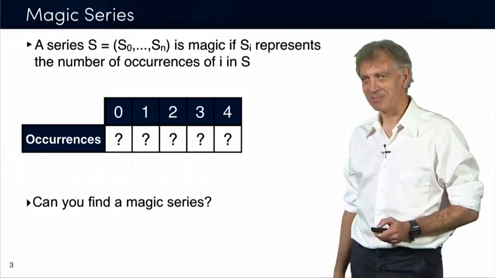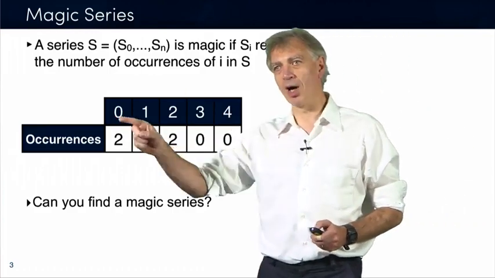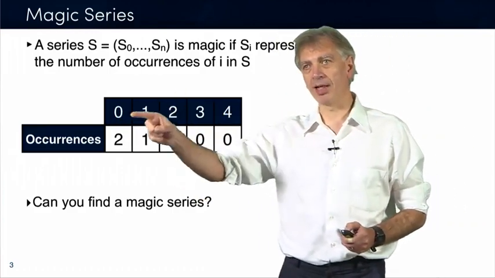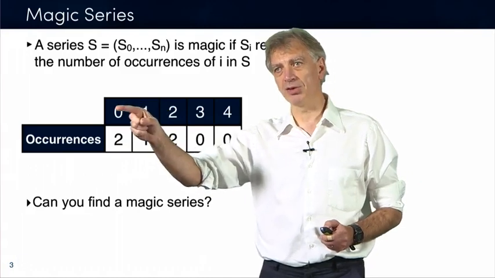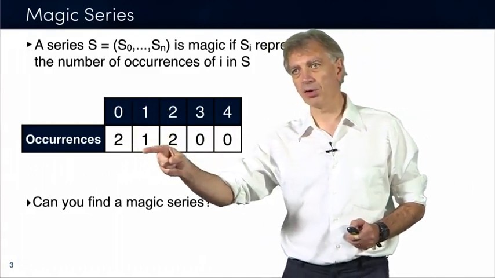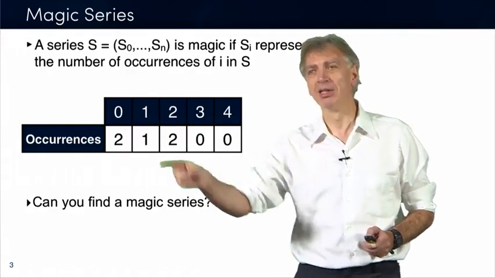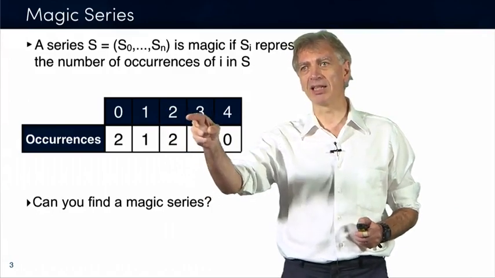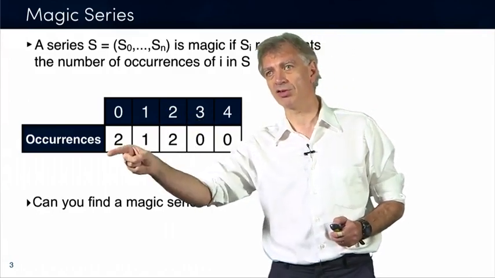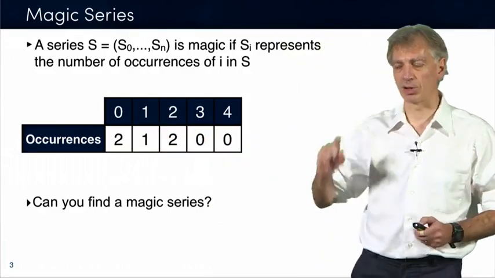Okay? So this is one magic series. You see 2, 1, 2, 0, 0. Why? Well, 2 there for 0, so that means that there are 2 occurrences of 0. You see 1 over there, 1 occurrence of 1. This is itself, right? So this is a little bit self-referential. And then you have a 2 there, which basically tells you that there are 2 occurrences of 2, this one and that one. And of course, there are 0 occurrences of 3, 0 occurrences of 4.